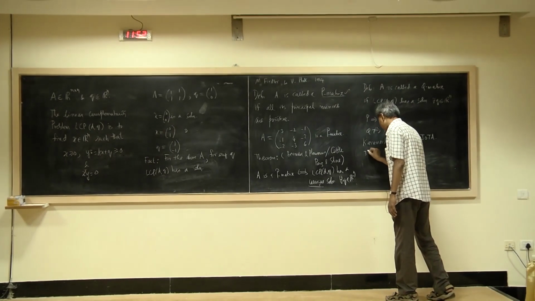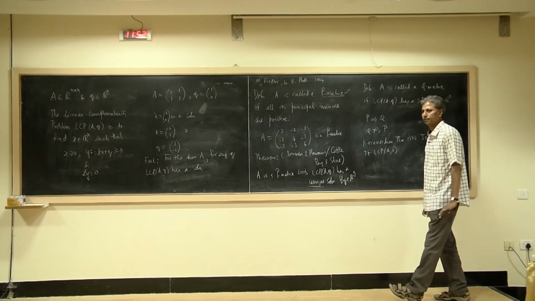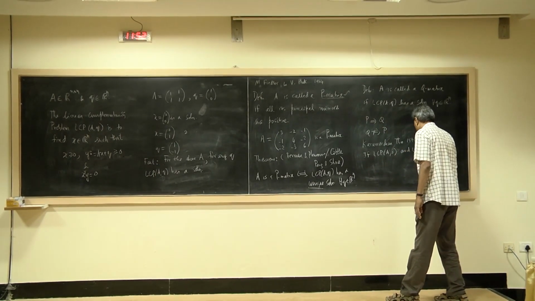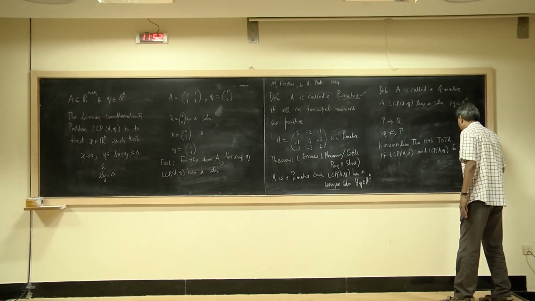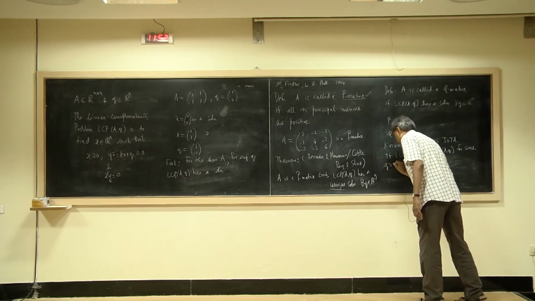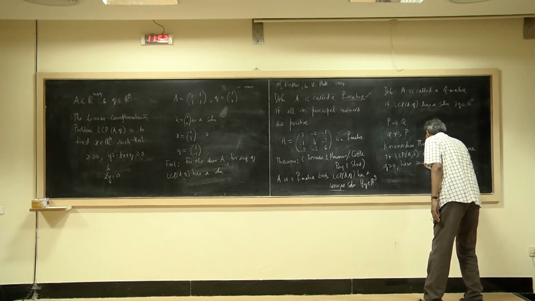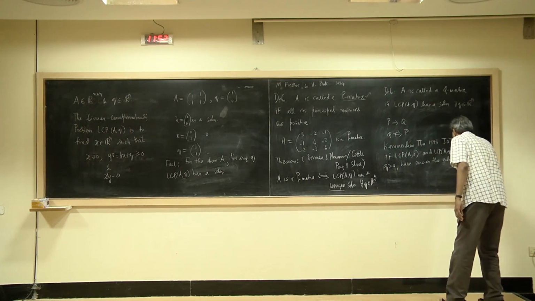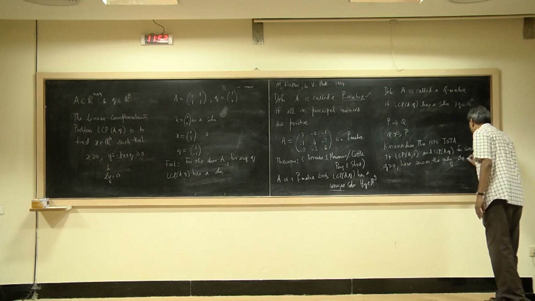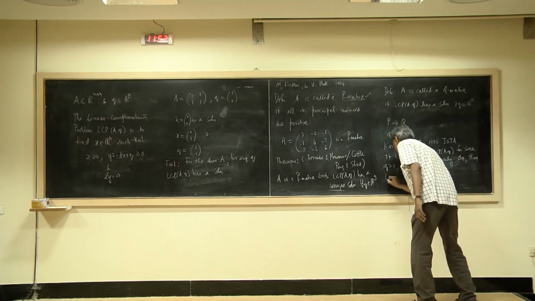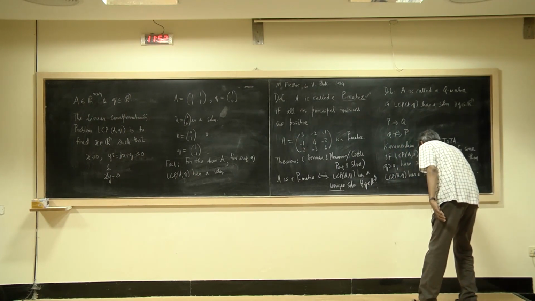If LCP A comma 0 and LCP A comma Q for some Q positive have 0 as the only solution, then LCP A comma Q has a solution for all Q.